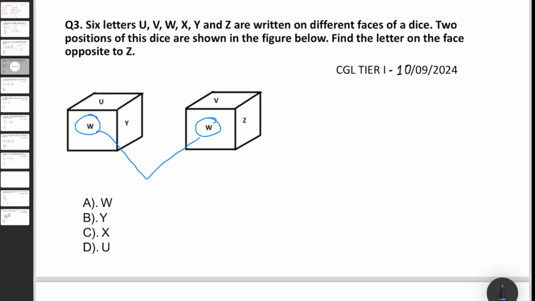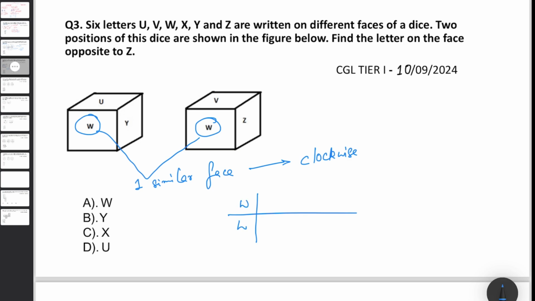So, one similar face. Let me repeat once again. For one similar face, what's the strategy? The strategy is to see the clockwise direction. So let me write here.